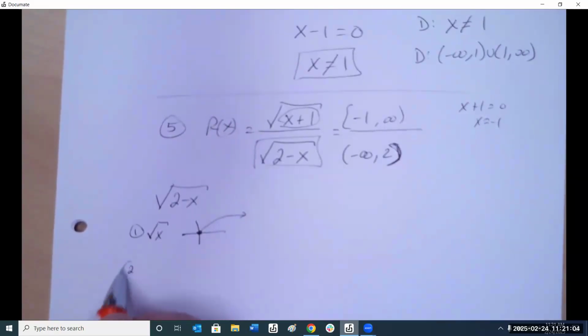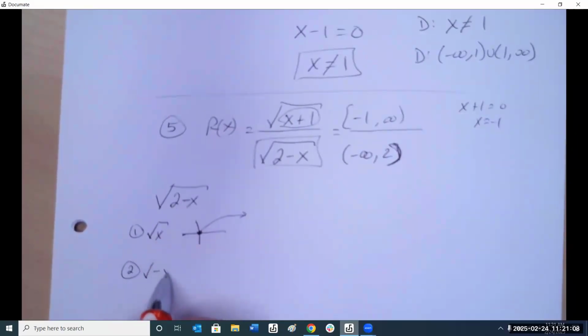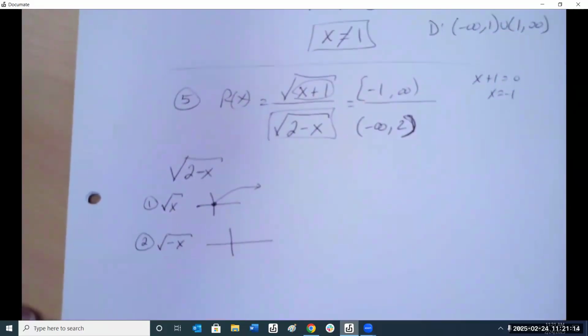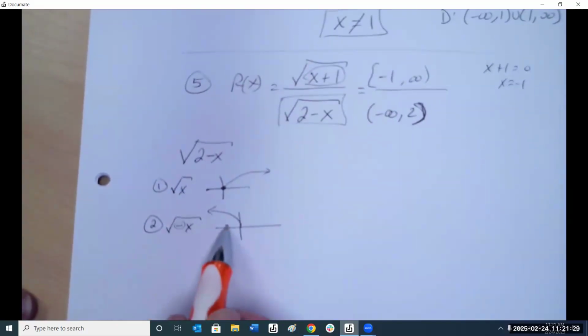The second transformation here is the sign of x changes. Since it's inside the function, and you change the sign of x, what does that do to the graph? It reflects it across the y-axis. So now it goes this way, because we have to get rid of that negative sign by putting negative numbers in there.